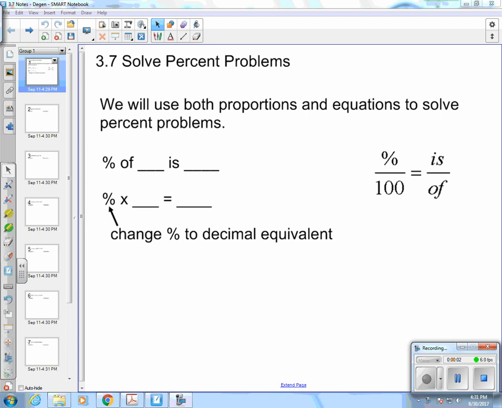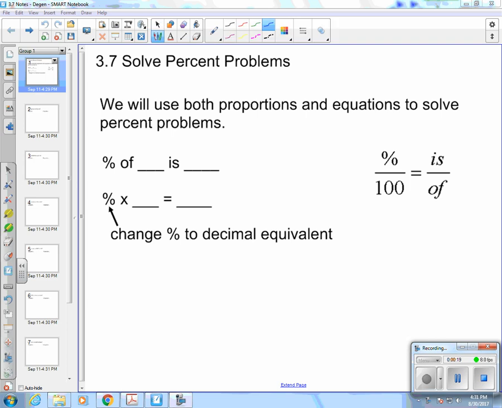Today we're going to work on section 3.7, which is solving percent problems. We're going to use both proportions and equations in order to solve percent problems. You're going to need to be able to do both ways on the test.